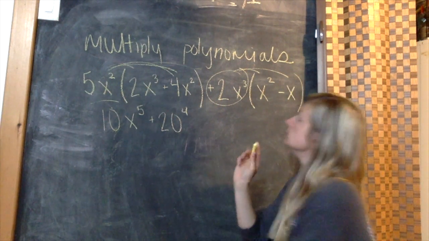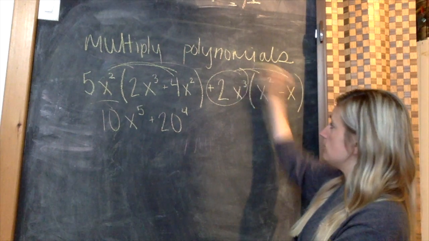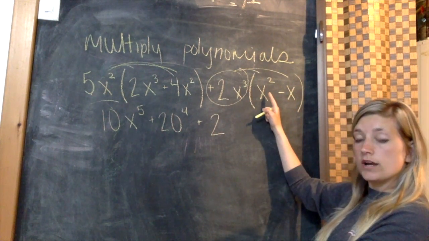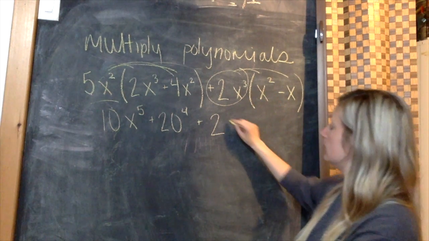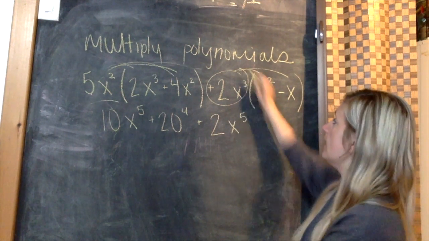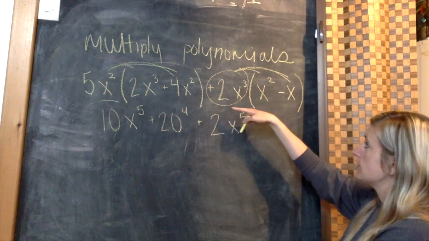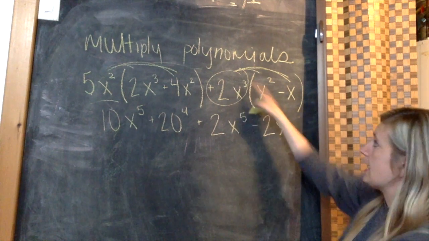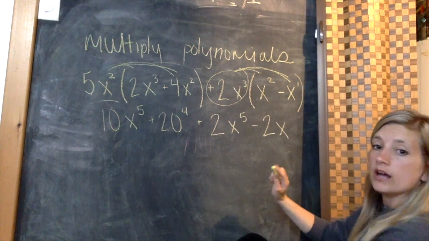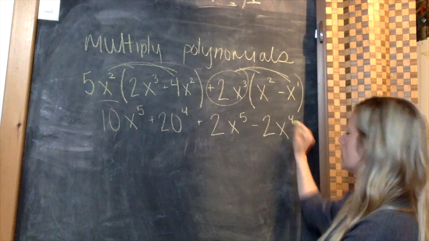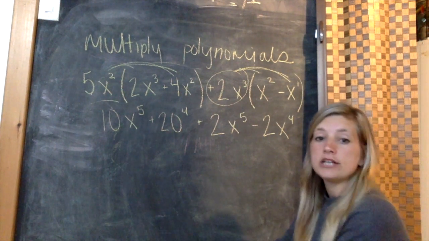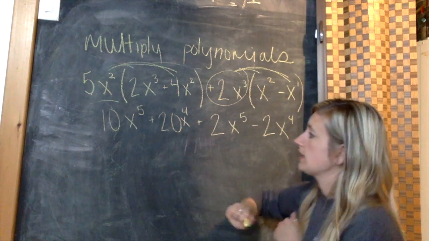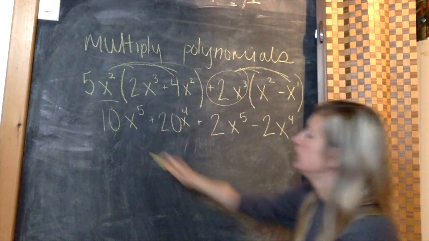Now I have 2x cubed going through. So that's a 2, and then x cubed times x squared. I add those together, x to the 5th, and then I have 2x to the 3rd times a negative x, which is a negative 2x. I add them together, so if you need that 1, put on that 1. That's going to be to the 4th. So now I just simply need to combine anything that I need to combine. Whoops, forgot that x.